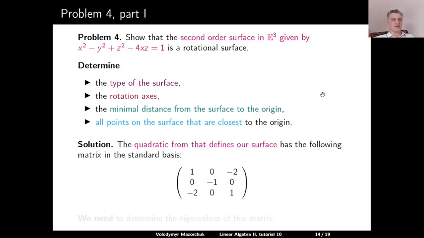Solution. We start by writing down the matrix in the standard basis for the quadratic form which defines our surface. So the coefficient at x goes into position 1, 1, the coefficient at y goes into position 2, 2, the coefficient at z goes to the position 3, 3, and the coefficient at xz is divided by 2, and so -2 and -2, they go in positions 1, 3, and 3, 1. So now we have this symmetric matrix, and we need to determine the eigenvalues of this matrix.